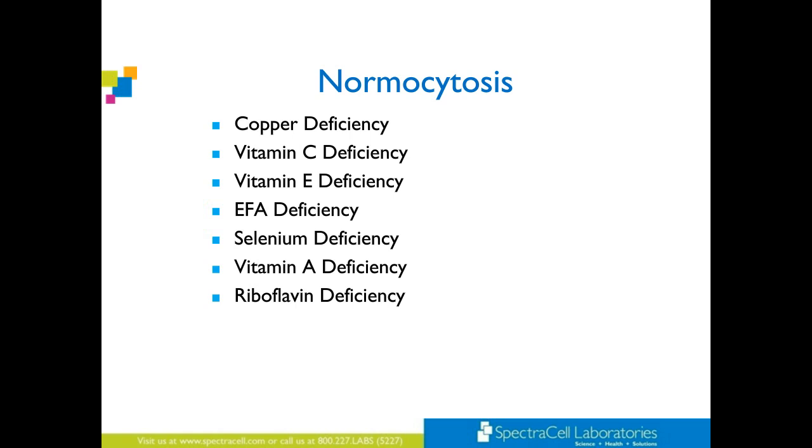So if you saw a person that had a low red blood cell count, the MCV was normal, the MCH was normal, and the MCHC was normal, the question I have for you is, what would you prescribe to that patient? If you didn't have an in-depth analysis of the nutritional status like the micronutrient test, there is no way that you could pick the right nutrient. And these are some of the ones you have to choose from.